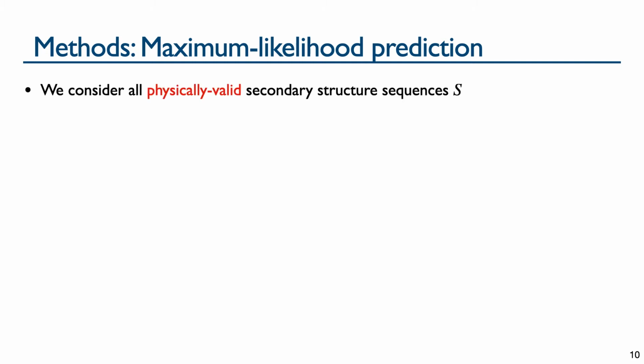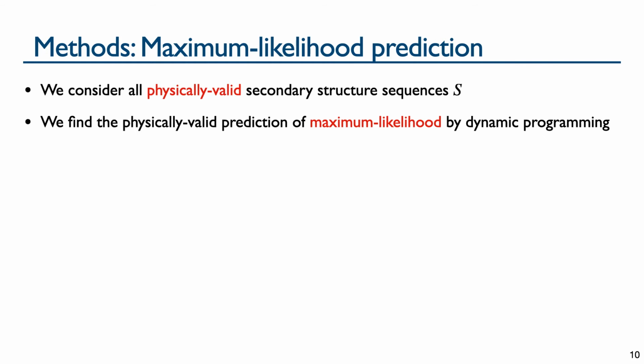These state probabilities are then used in a maximum likelihood prediction procedure. The procedure considers physically valid secondary structure sequences that satisfy minimum run length constraints on structure classes. We find the optimal physically valid structure sequence of maximum likelihood by dynamic programming. The maximum likelihood objective function that this algorithm optimizes is the following product.